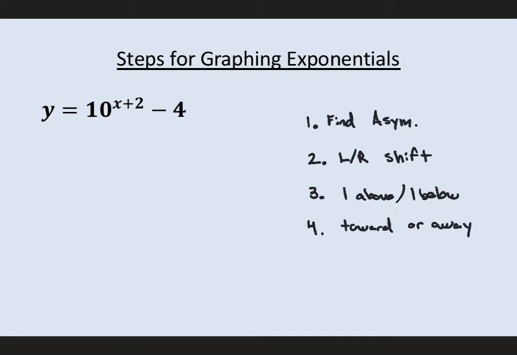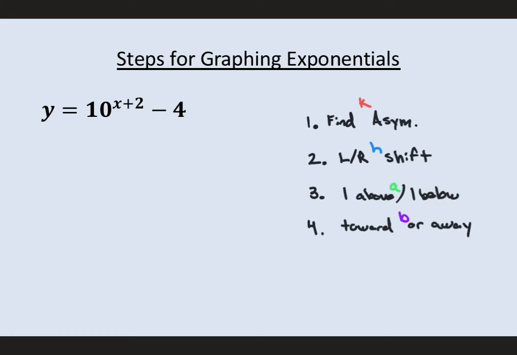Each graph has a different thing that helps you determine this. Your asymptote, we said, was based on the K value. The left-right shift is based on your H value. Your 1 above, 1 below is based on your A value. And your towards or away is based on the B value. You can always look back at the other part of this video if you want to refresh on where those are for each of these.